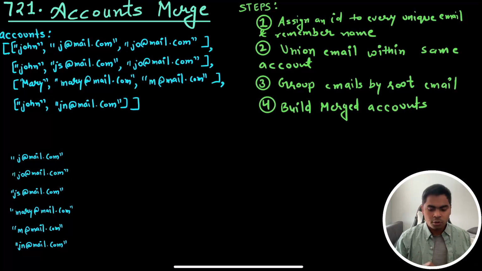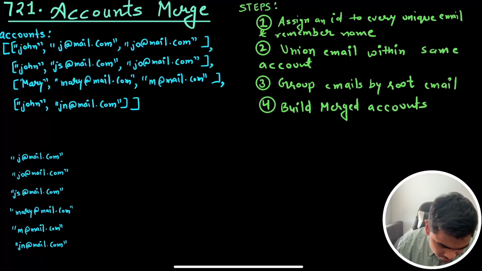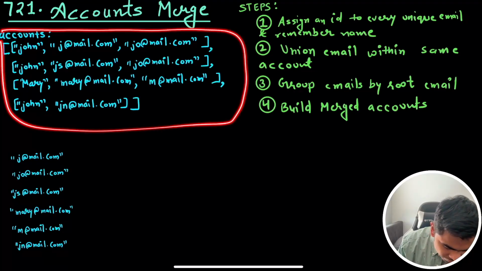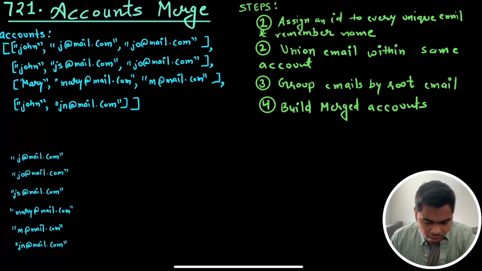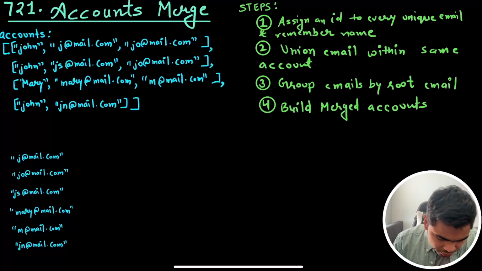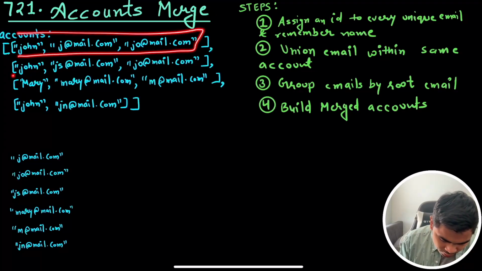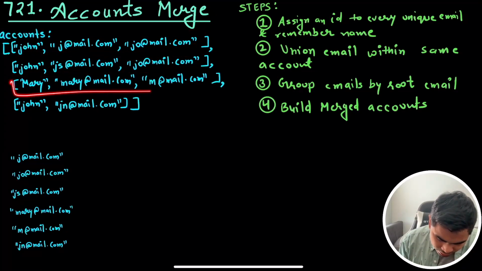Let's move on to the conceptual part. Right here, guys, these are the accounts given to us. I have modified the first example just a little bit to make things interesting. So what are we actually returning? We are given these accounts. This is one account, this is another account, and these are another account.